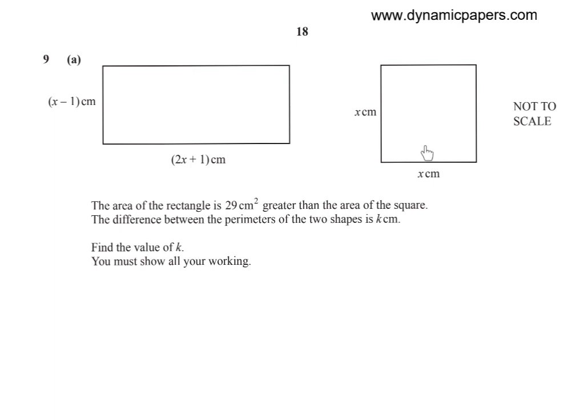The difference between the areas is 29. So how to find the area of the rectangle? Length by width. So (2x plus 1) times (x minus 1). This is the area of the rectangle. Minus the area of the square, which is x times x, which is x squared, equals 29.